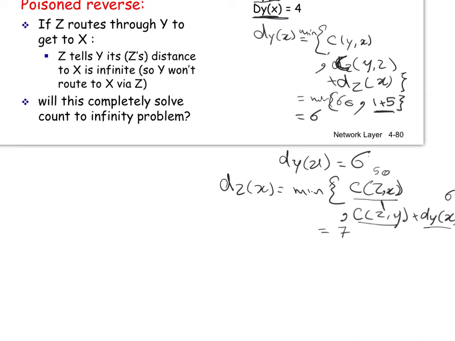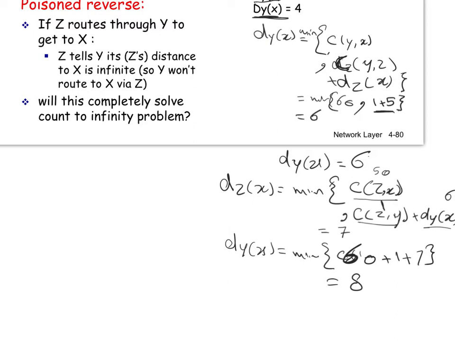Okay, so now the distance between z and x is 7. So y will calculate the new distance between itself and x. And this is based on the minimum of two things. The cost between y and x, which is 60. Right? Or the cost between y and z, which is 1, plus the cost between Z and X, which is 7. So now it becomes 8. So we'll continue in this ping pong effect, right? That's for route update. This is for route update.